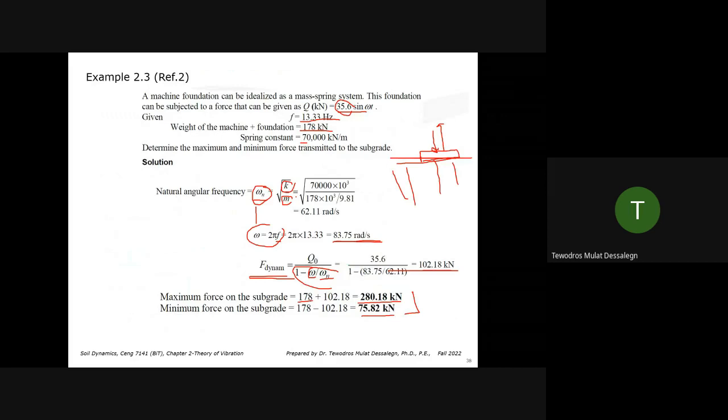Does anybody have any question? Is it clear what I'm saying? Yob, is it clear? Yeah, for me it's clear.